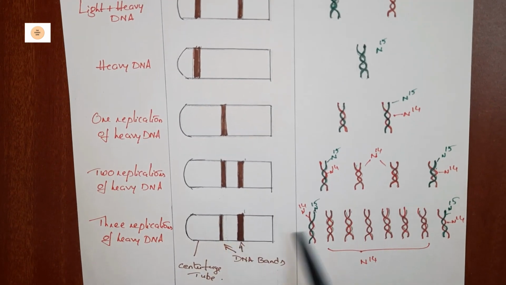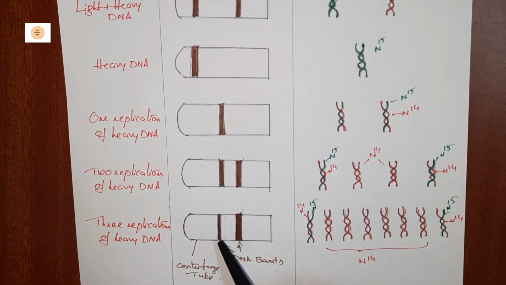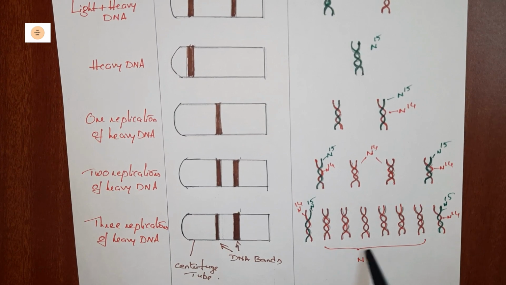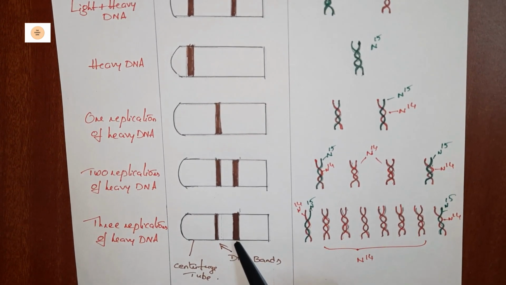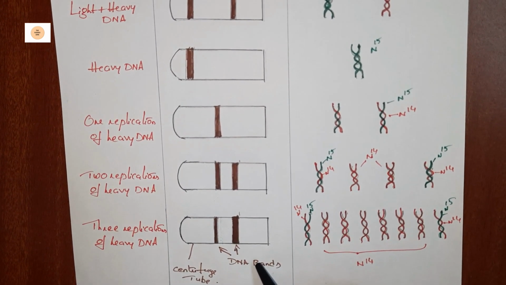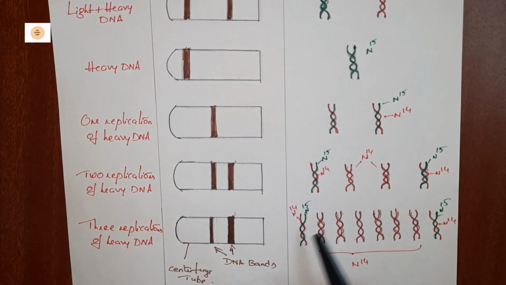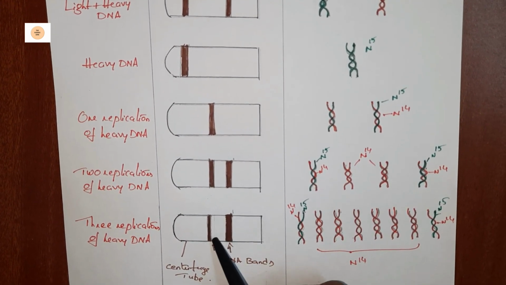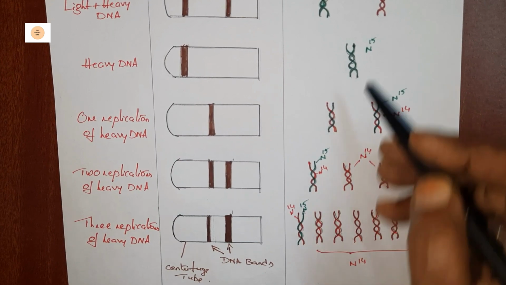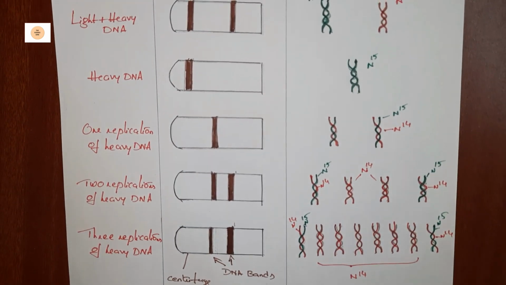So for hybrid DNAs, there is a narrow band at the center of the test tube. For 6 light DNAs, there is a heavy band at the mouth of the test tube. This shows that the hybrid DNAs are formed, which are genetic, getting the character from the parent DNA.